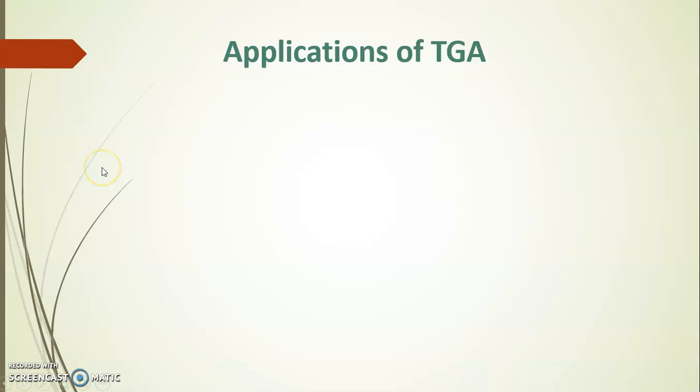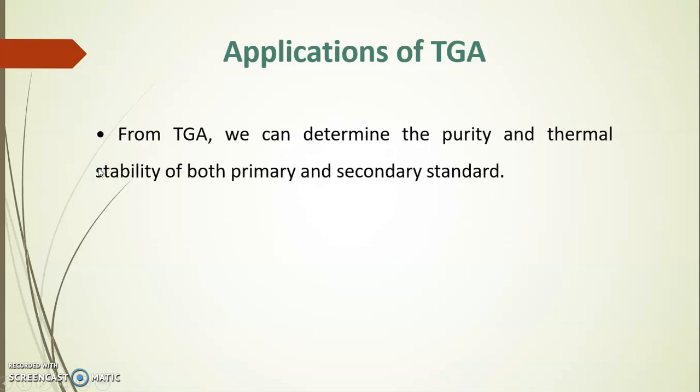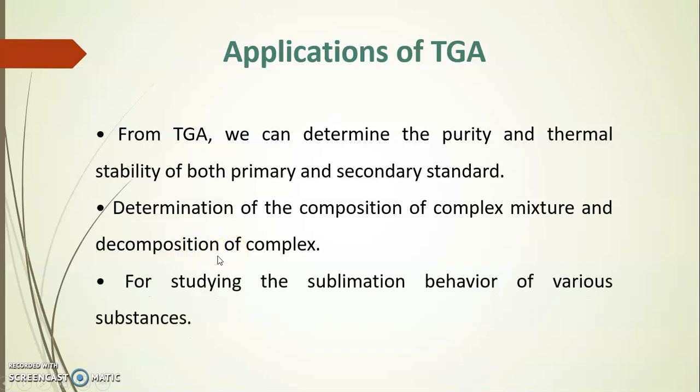Now let us see the applications of the TGA curve. From TGA, we can determine the purity and thermal stability of both primary and secondary standards, the composition of complex mixtures, and the decomposition of complexes. It is also used for the study of sublimation reactions and the sublimation behavior of various substances.